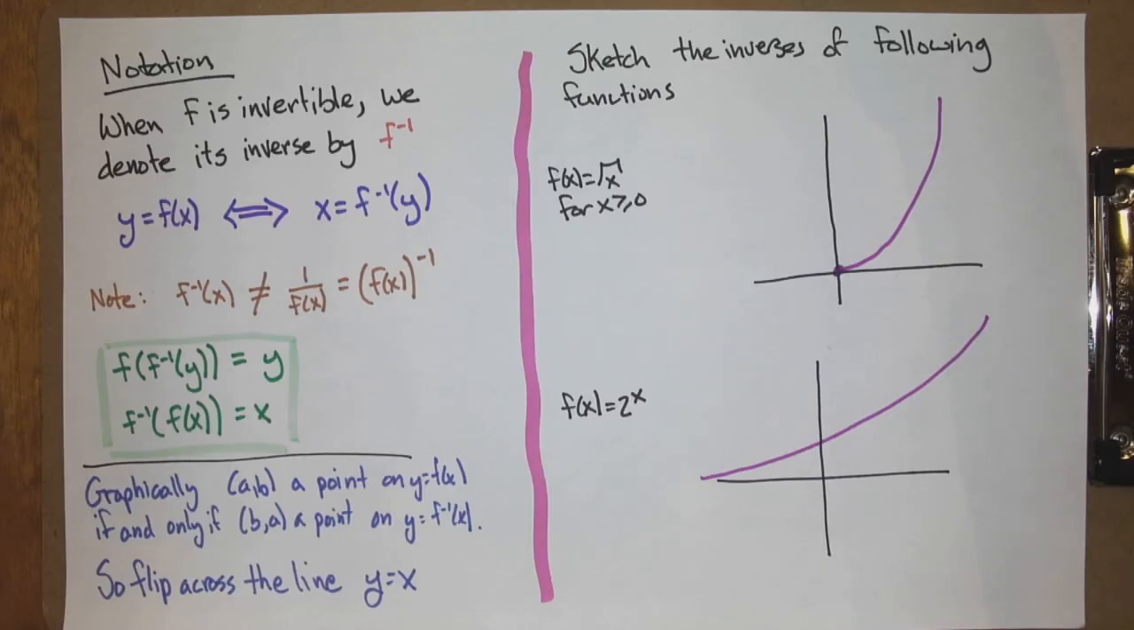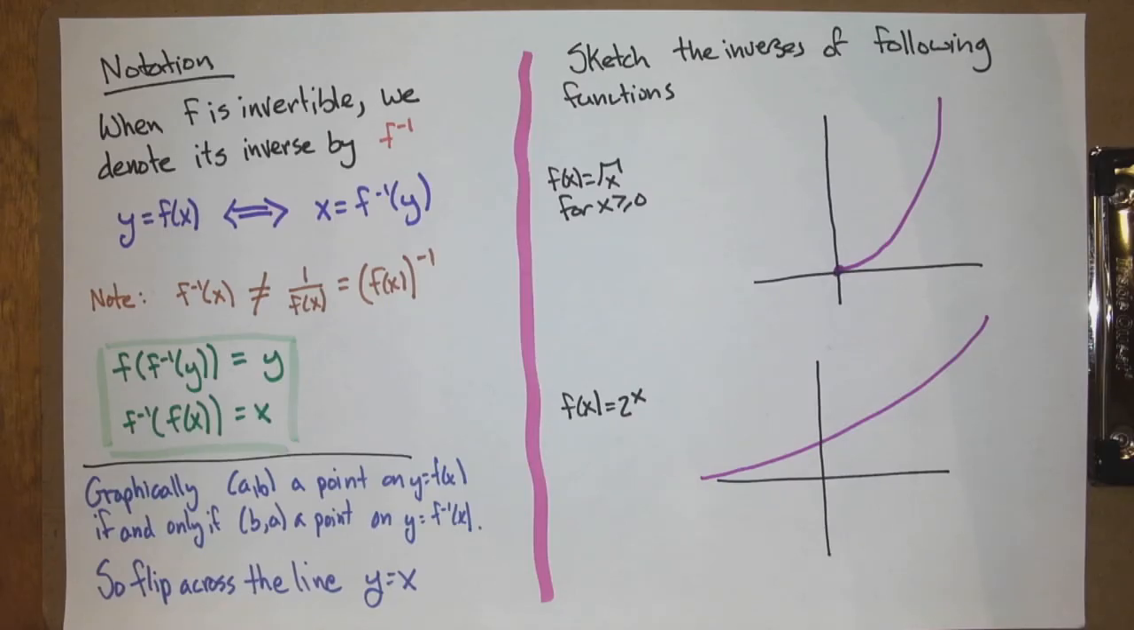Now, one thing that's true is that graphically we can sort of understand things by saying, if I have a point a comma b on the function, that means you plug in a, out comes b. Then for the inverse, you swap the roles. So it's b comma a that is on the inverse.